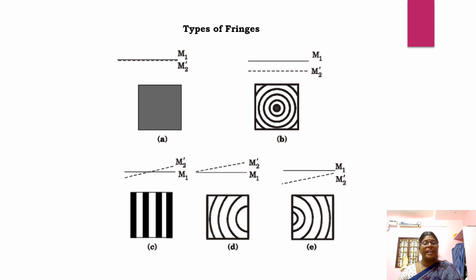In figure C, the virtual image is like this, and a wedge shaped thing is formed. So we will get parallel alternate dark and bright fringes like this. In figure D, M1 and M2 will be like this: the M2 virtual image is over M1, and in this orientation we will see this type of fringes. In D and E, M1 and M2 will be in the orientation shown in this figure. So these are the different types of fringes observed in the Michelson interferometer.